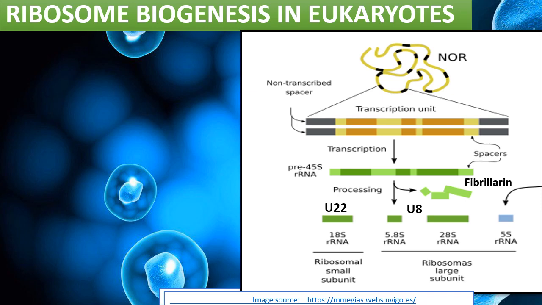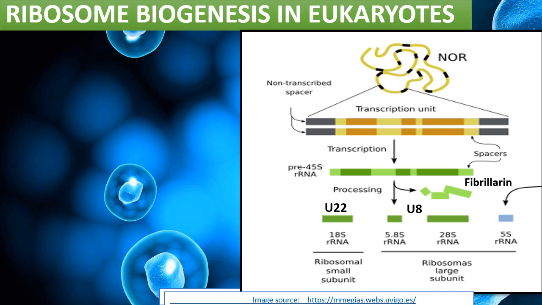The pre-45S ribosomal RNA has to be cut and trimmed into other smaller ribosomal RNAs that will be the components of ribosomal subunits. The large ribosomal subunit contains 5.8S, 28S and 5S ribosomal RNAs, whereas the small ribosomal subunit contains 18S ribosomal RNA. I have already mentioned that the 5S ribosomal RNA is transcribed outside the nucleolus with the help of RNA polymerase III enzyme.